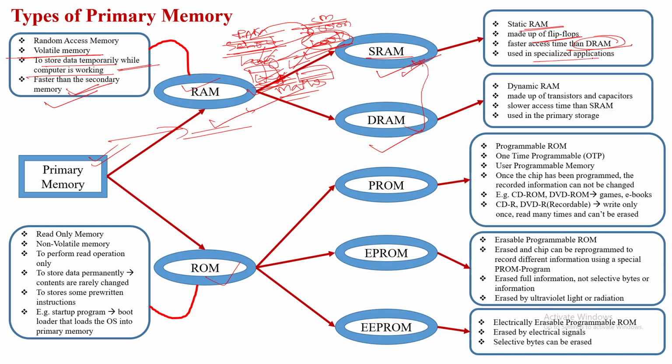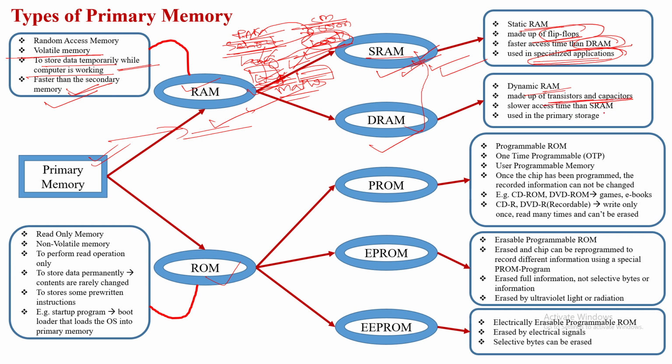It is used for specialized applications. Whenever you develop some specialized applications, SRAM is required. DRAM's full form is dynamic random access memory. It is made of a transistor and a capacitor. See, static RAM is made of flip-flops, but dynamic RAM is made of a transistor and a capacitor.